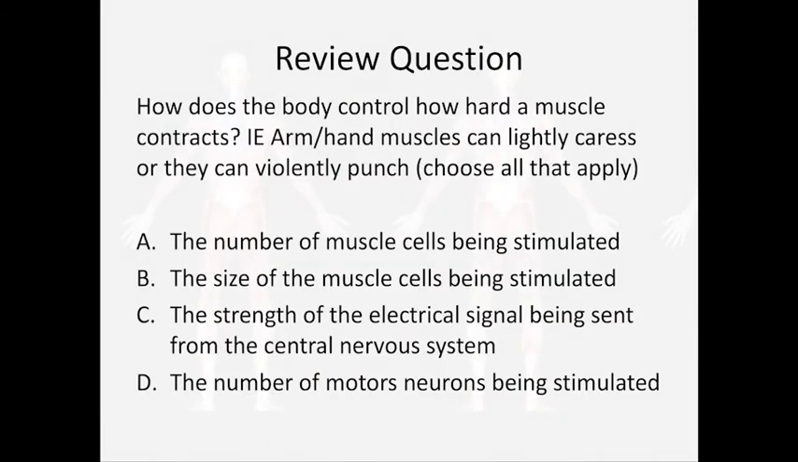Okay, so how does the body control how hard a muscle contracts? In that example I just gave, arm and hand muscles can lightly caress or they can violently punch, right? So which ones apply here? Well, like we just talked about, definitely the number of muscle cells being stimulated is true. The size of the muscle cells being stimulated, that's definitely true. That's part of the size principle. The strength of the electrical signal sent from the nervous system, for sure. That dictates the number of motor units used, right? So definitely that one too.